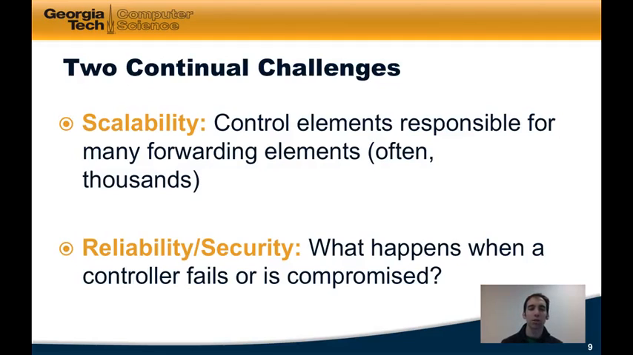The other challenge is reliability or security. What happens if a controller fails or is compromised? Well, we should hope that the forwarding elements continue forwarding traffic, business as usual. But once we've separated the brains of the network from the devices that are actually forwarding the traffic, correct behavior is no longer guaranteed if a controller should fail or be compromised. So in the coming two lessons, we'll talk about both the opportunities and challenges associated with separating the data and control planes.